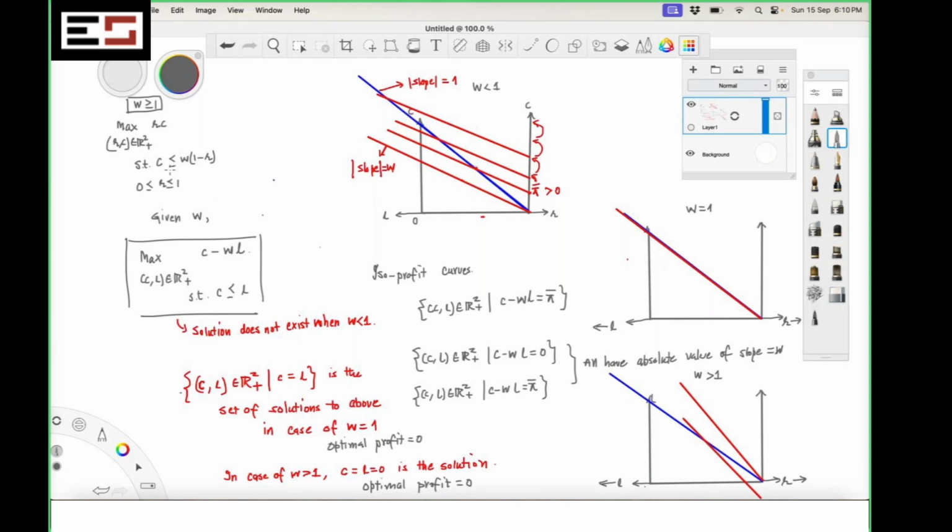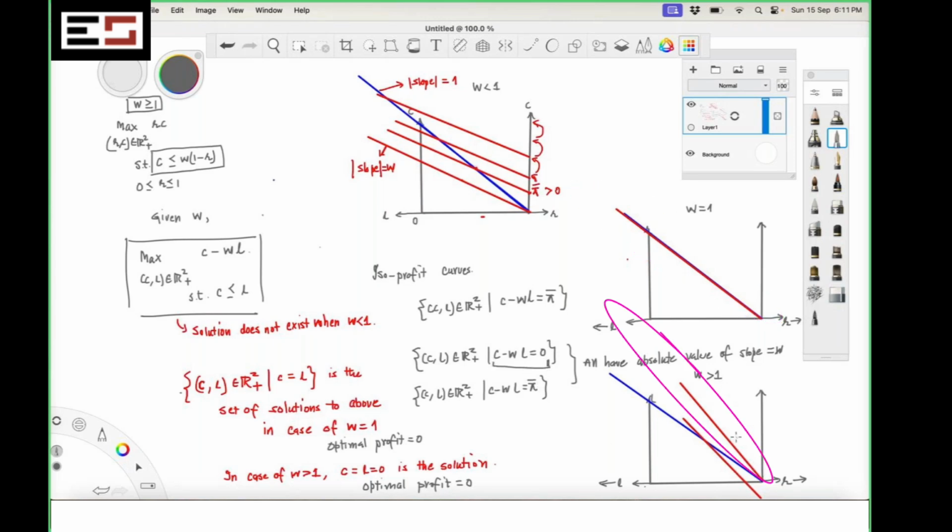Now, if you just look at this, just stare at this. Optimal profit is 0. C less than or equal to W1 minus R. What is the boundary of this constraint? It is only this, right? This is the boundary of the constraint. So when W is equal to 1, it is the constraint that you have to pick a point on this line, right? Because what is this line? This is C equal to WL, right? C equal to WL line, right? Because C minus WL equal to 0, right?